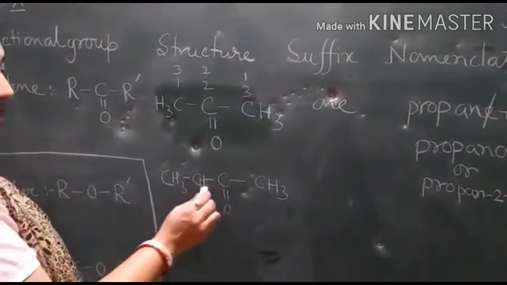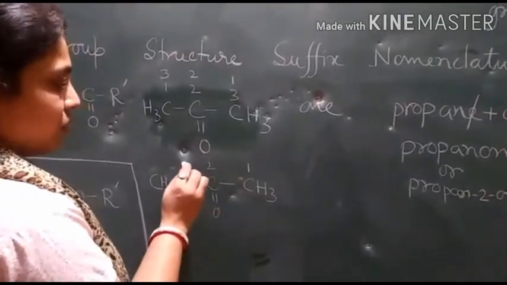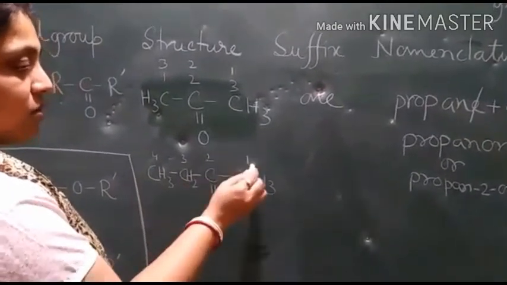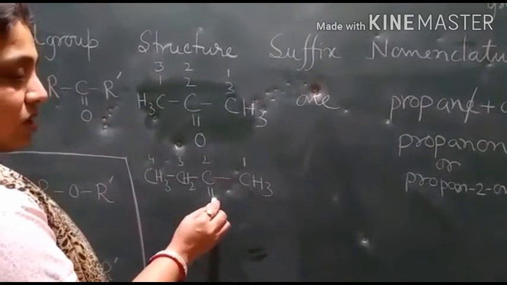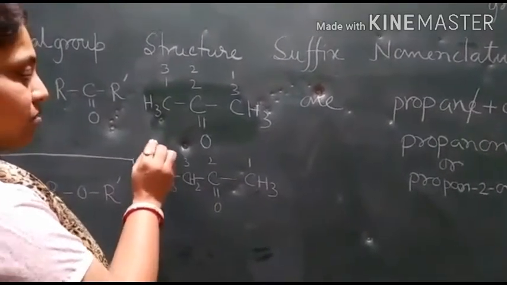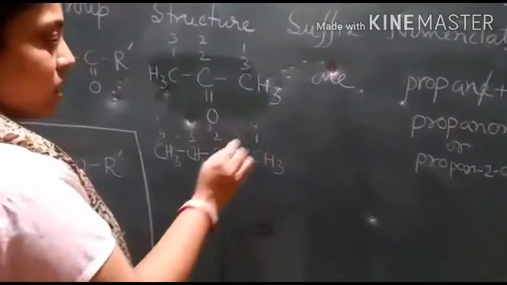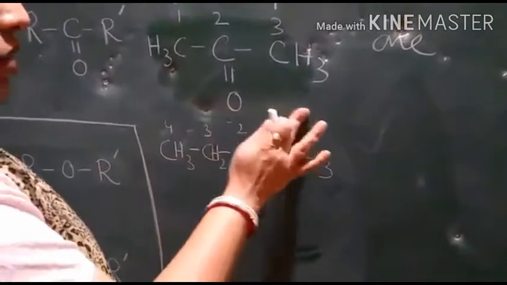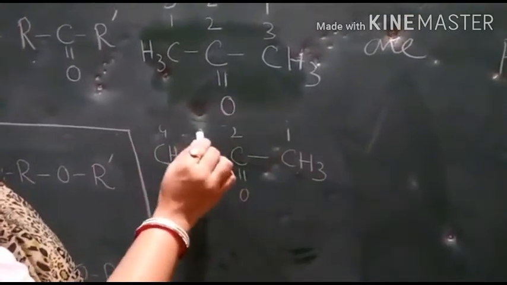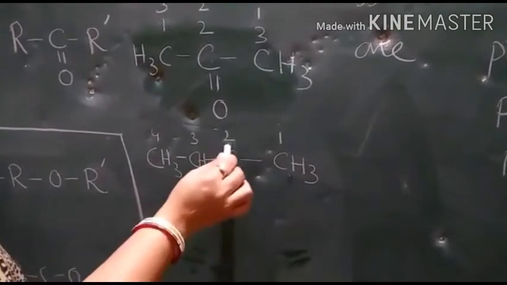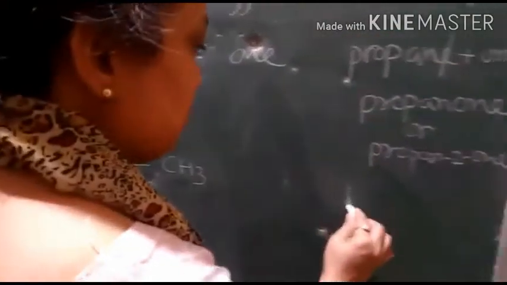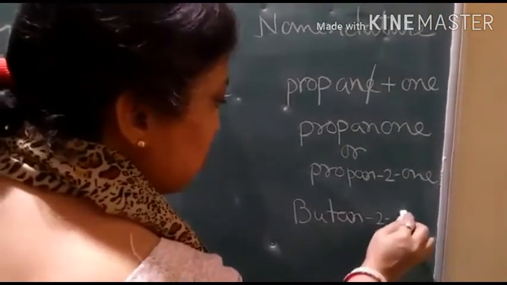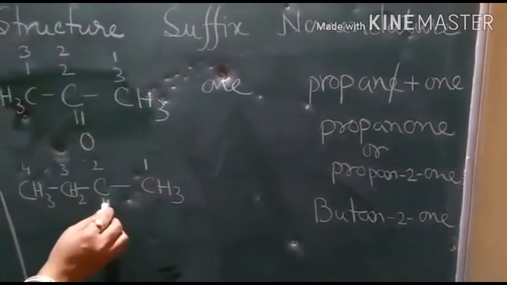So what will be the nomenclature for this? If I count from here 1, 2, 3, 4. Why am I counting from this side? Because from this side the ketonic group is coming at the second carbon. If I give the numbering from the other side 1, 2, 3, 4, then the ketone group is coming at the third carbon, which is not possible. So this is wrong counting. This is the correct counting. 1, 2, 3, 4. So the ketonic group is coming at the second carbon. So the nomenclature will be butan-2-one.